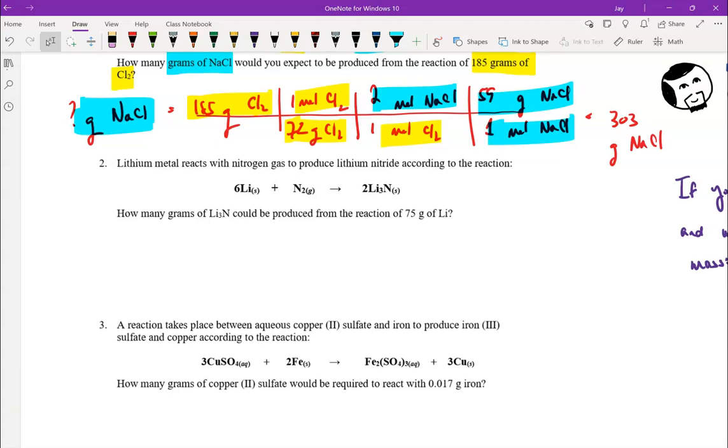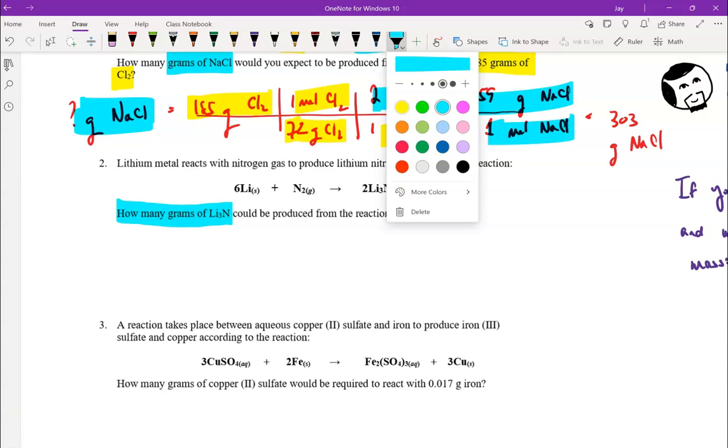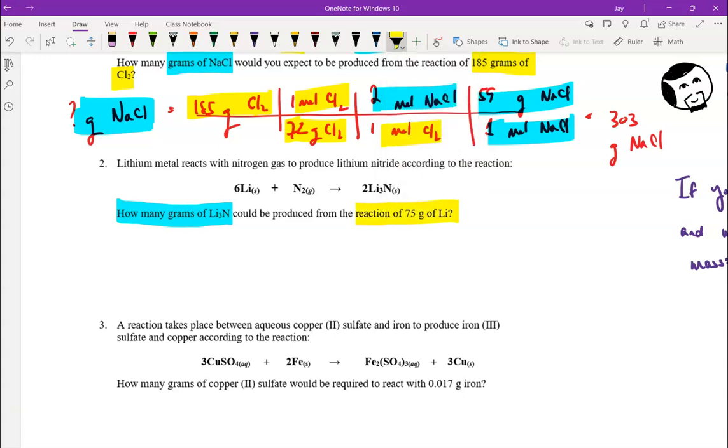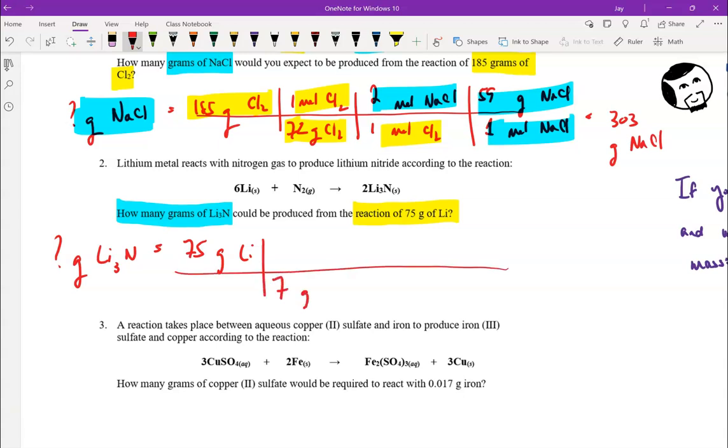Here we go, number 2. Lithium metal reacts with nitrogen gas to produce lithium nitride. According to this reaction, it is asking how many grams of lithium nitride could we expect from the reaction of 75 grams of lithium. So it's asking for how many grams of lithium nitride would be the equivalent of 75 grams of lithium. All right, so the first thing that we're going to do is find the molar mass of lithium on your periodic table. It is 7 grams in 1 mole.